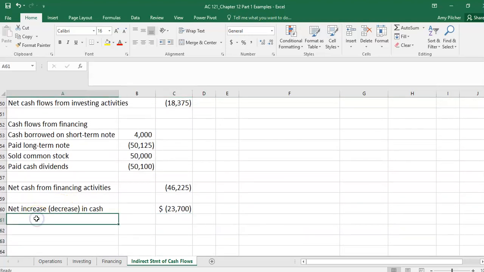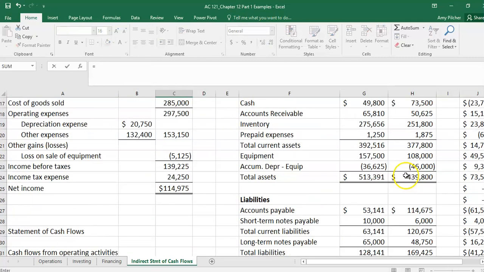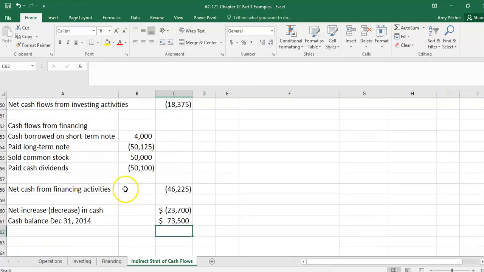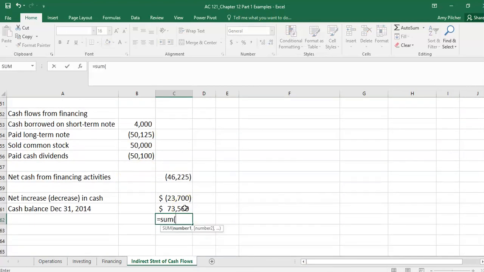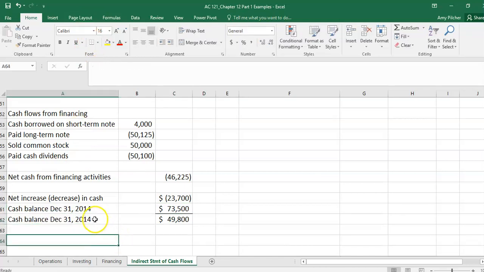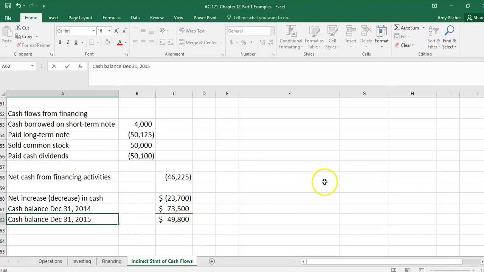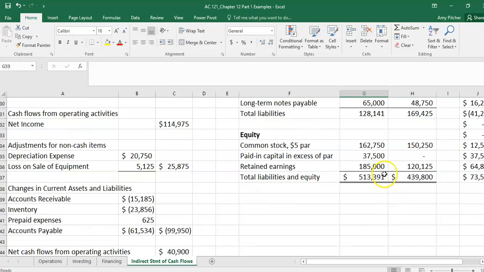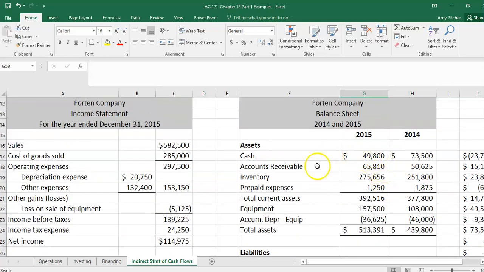The last two lines of the statement of cash flows are that we would take the cash balance of December 31st, 2014, $73,500, and we add these together, the change in cash and our previous amount, and that should equal the cash balance for December 31st of 2015. And we see here they do equal. Our statement of cash flows is done.